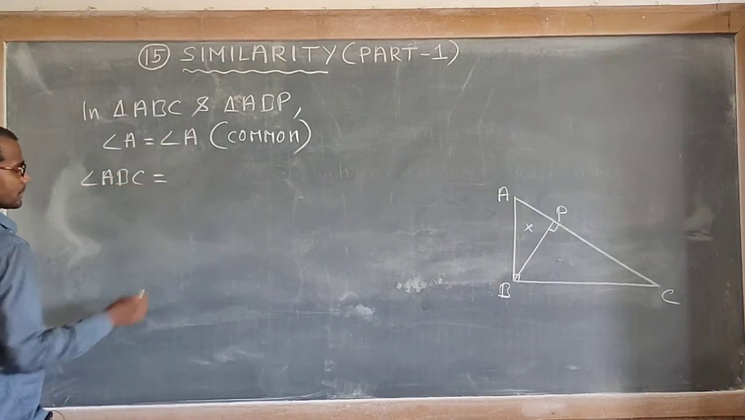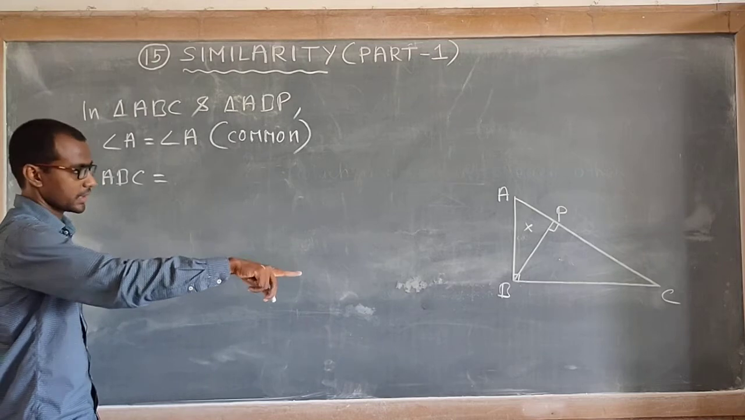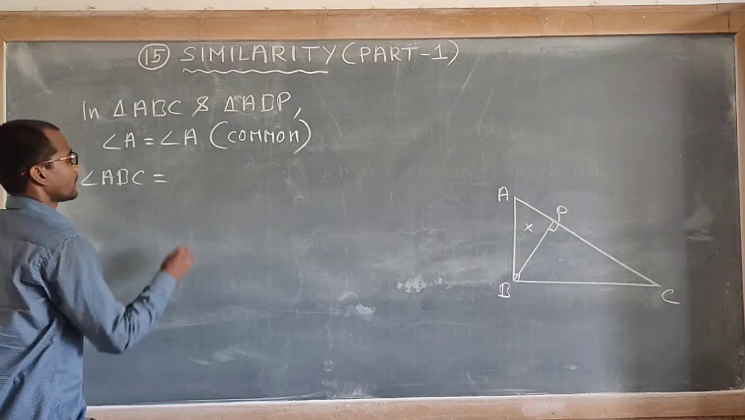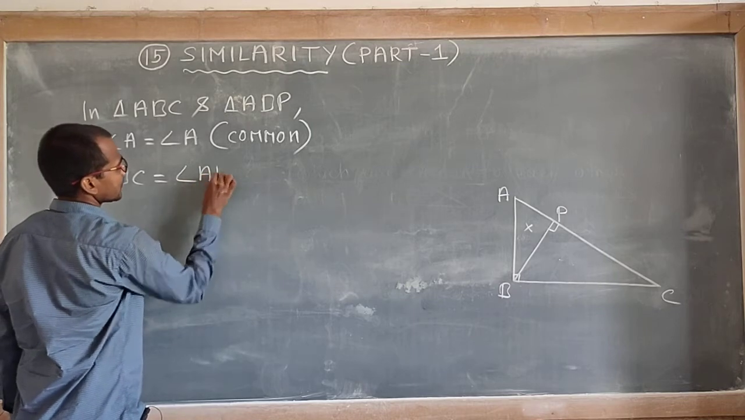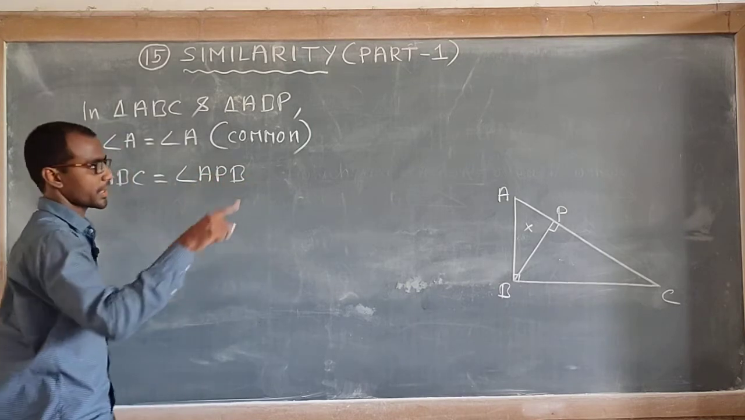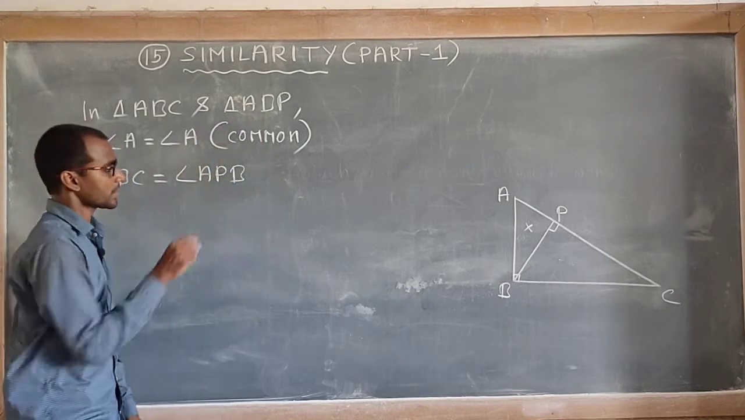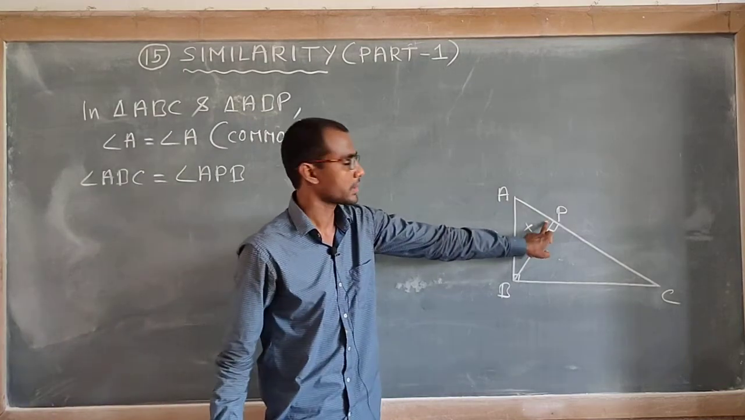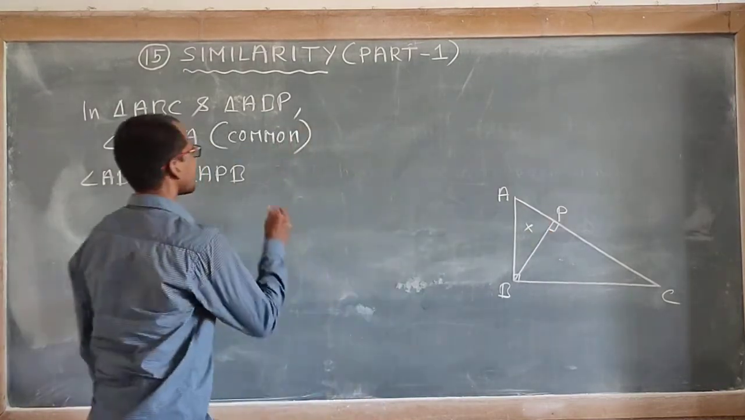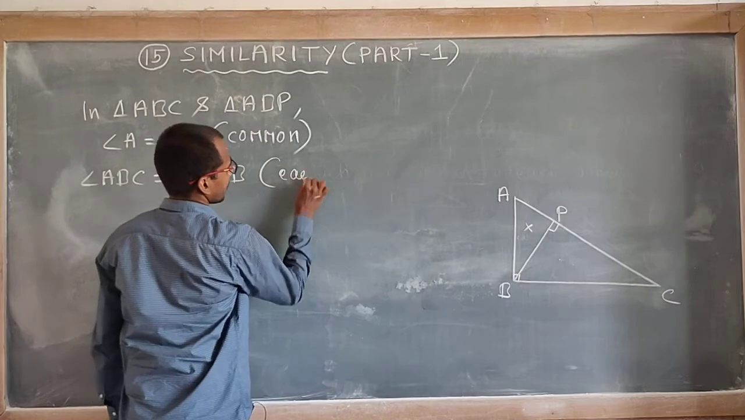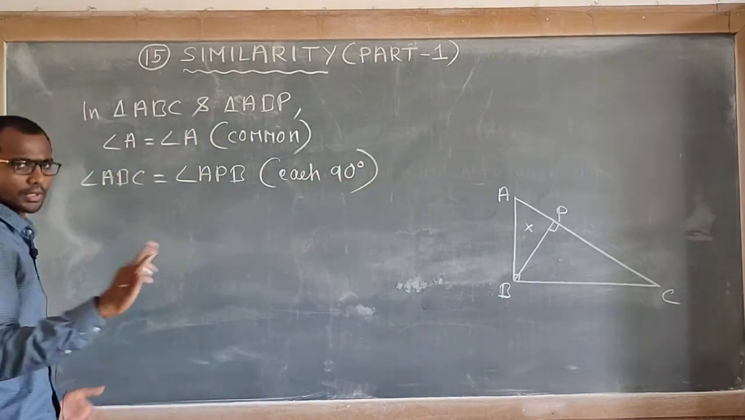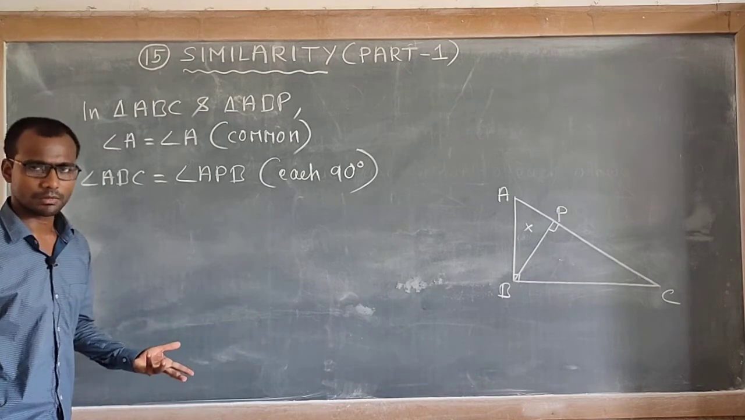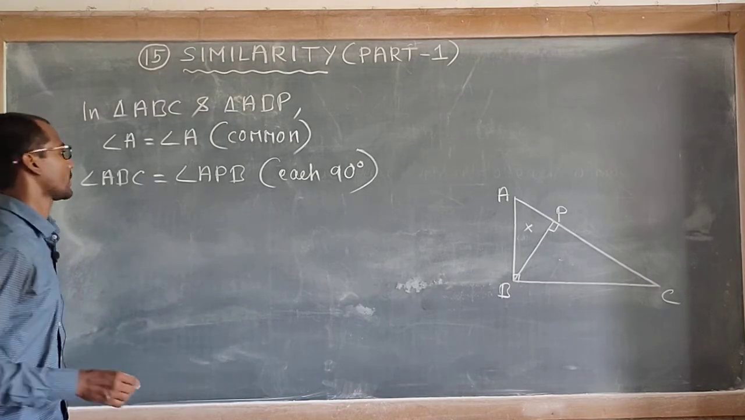Next, any other angle which is equal? You can see angle ABC of triangle ABC is 90 degrees. That is equal to angle APB of triangle ABP, because that is also 90 degrees. So each is 90 degrees. So we got two angles, nothing more we need. Two angles are sufficient, AA postulate.